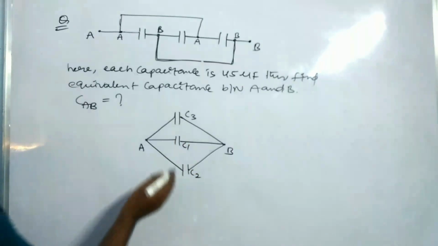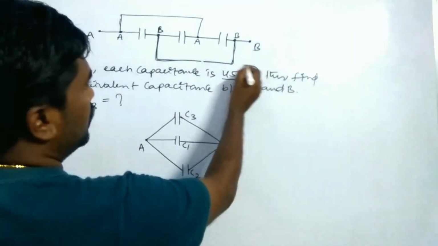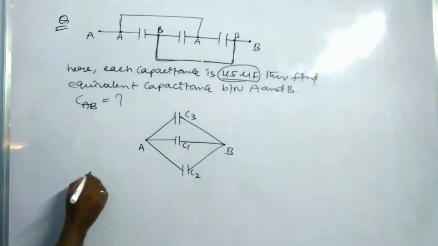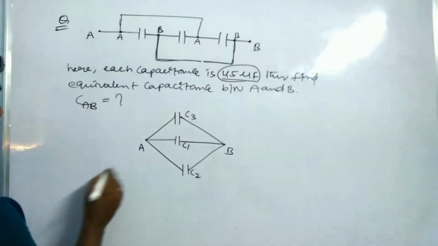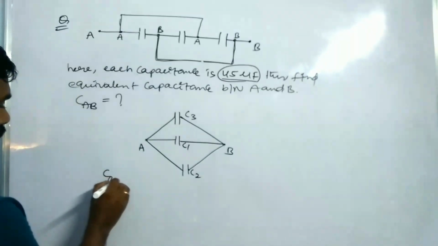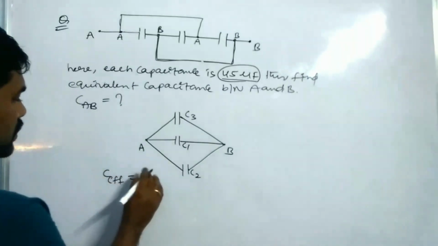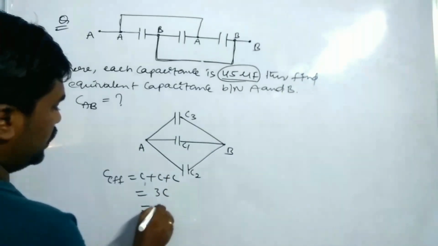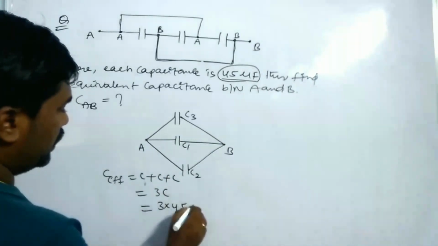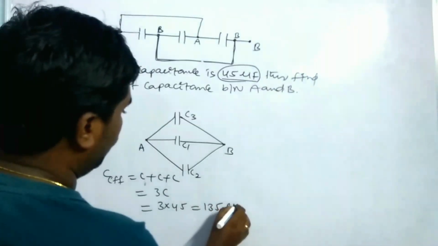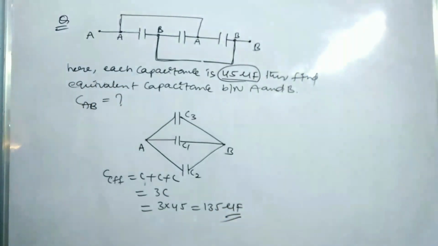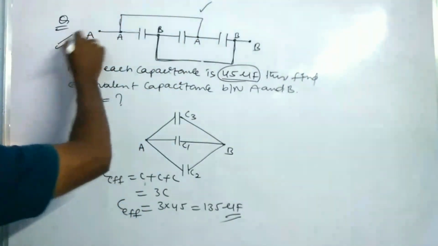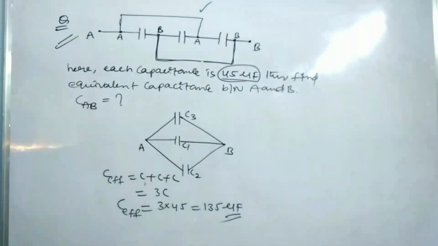Let us find. Here each capacitor has 45 microfarad. So what is the resultant? These are in parallel combination. The effective capacitance C effective is equal to C plus C plus C, which is equal to 3C. C is equal to 45. 3 into 45 is equal to 135 microfarad here. So this is the effective capacitance in this type of questions. A very, very important model. How can we find this?